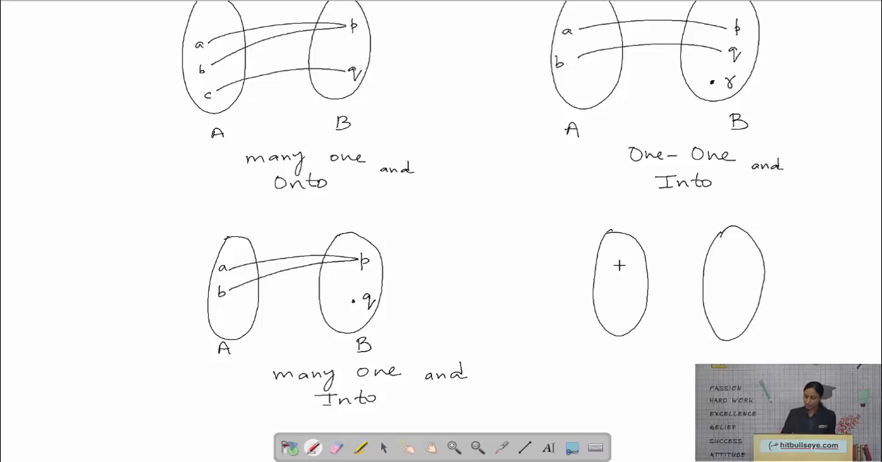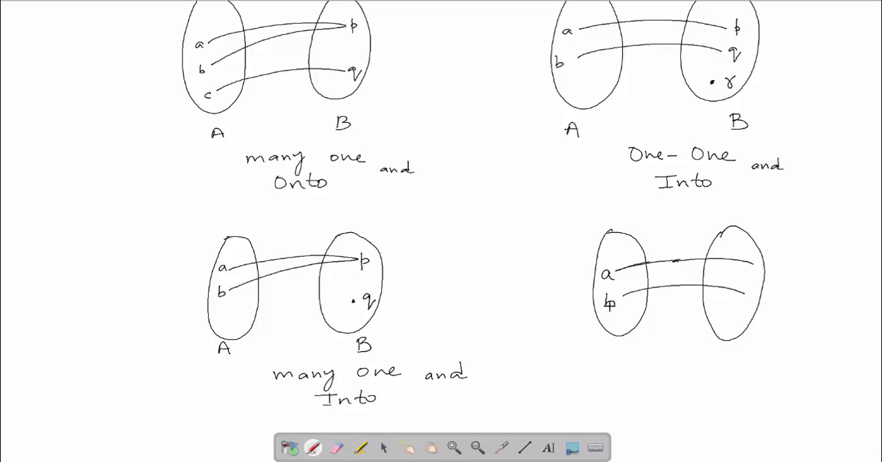Now let's take this situation. Let's take this element as A, this is B, this is P and this is Q.